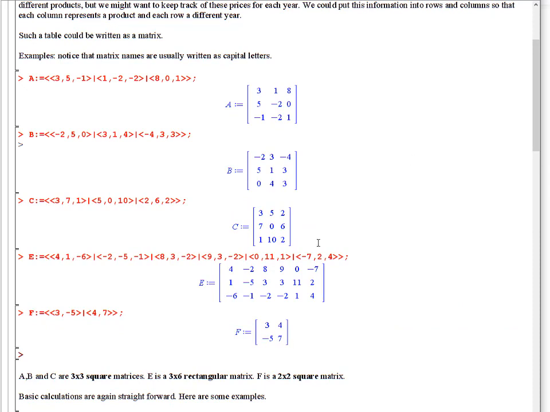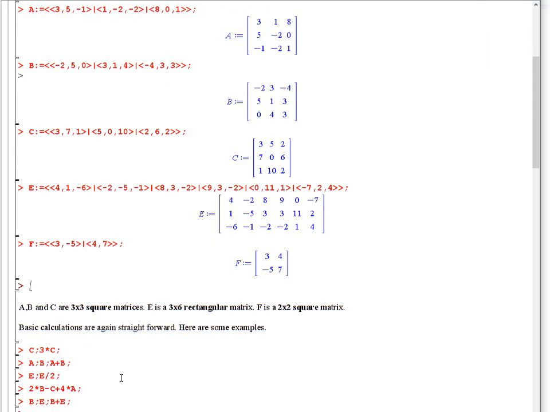Just the jargon: A, B and C are square matrices. E is a 3 by 6 rectangular matrix. 3 times 6, or 3 by 6. The first number is the number of rows, and the second number is the number of columns. F is a 2 by 2 square matrix. Okay, so that's the basic definitions.